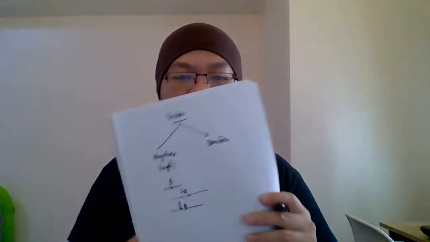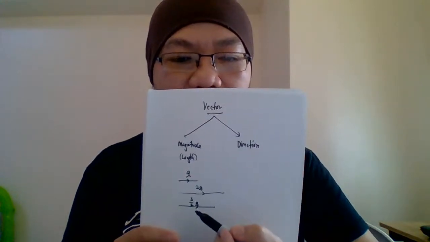One and a half, so 1.5. In vector, we need to state in terms of fraction. So instead of 1.5 decimal values, we change into a fraction. So it becomes 3 over 2a.